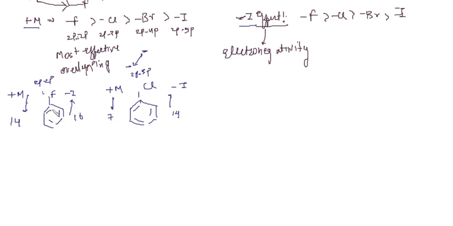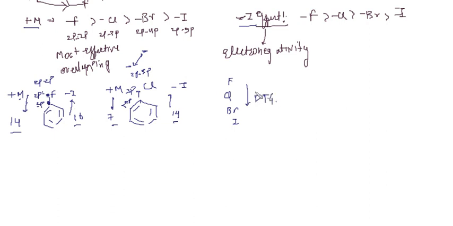Now let's see once again. Fluorine showed 2 effects, plus M effect and minus I effect, and chlorine shows 2 effects, plus M effect and minus I effect. We know that for fluorine the bond has 2p and 2p, but here it is 3p and 2p. So the plus M effect will reduce very much: 14 reduced to 7. Now minus I effect for fluorine is 16 and for chlorine it is 14. Minus I effect won't reduce much, because for fluoro, chloro, bromo, iodo, it decreases down the group.